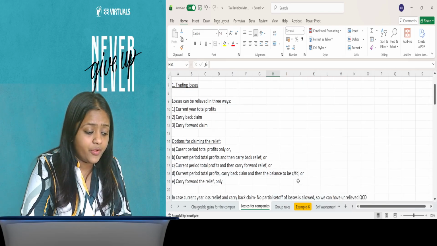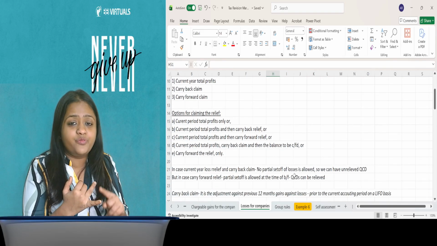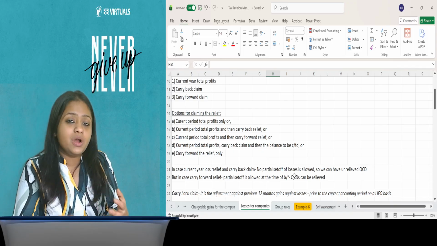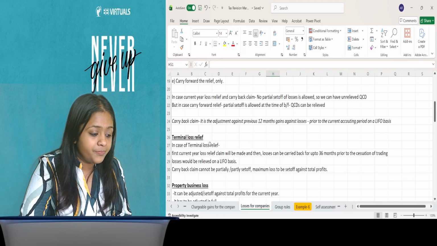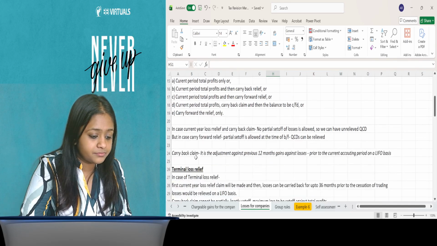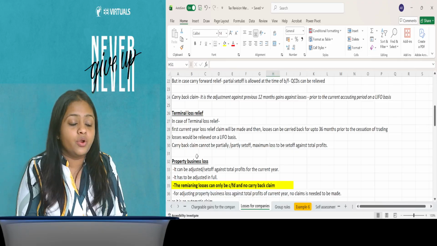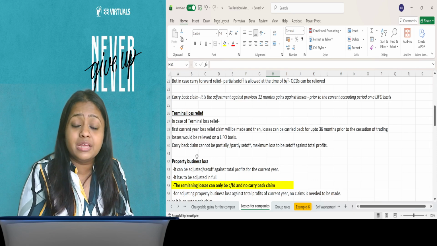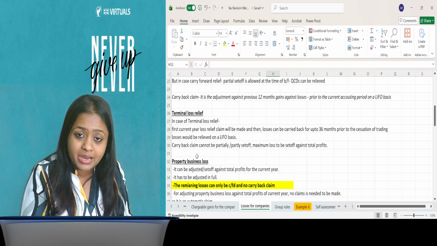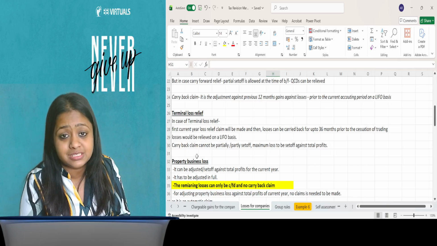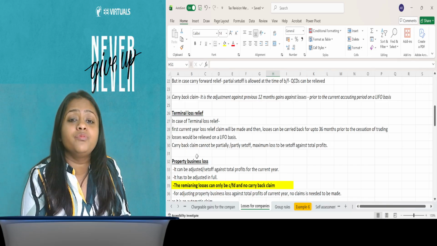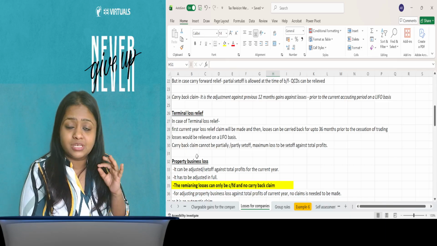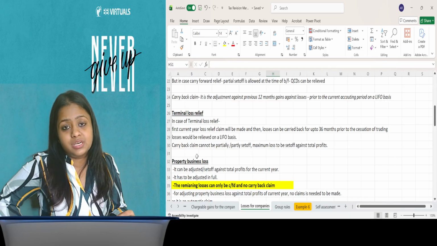Okay, so again, I hope now you're clear with the current year relief and the carry back relief for the preceding 12 months and the carry forward relief. Few other pointers that I have to cover here is terminal loss relief. In case of a terminal loss relief, we will have the losses that have occurred in the last 12 months prior to the date of cessation of business. And that we will adjust against the trading income only.